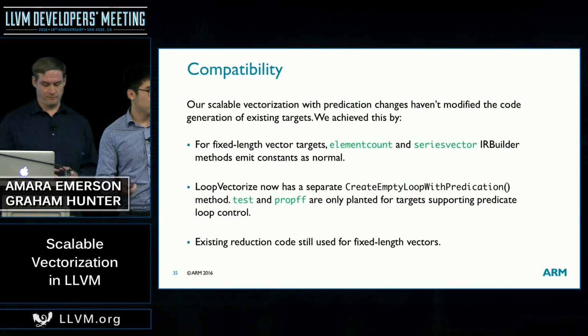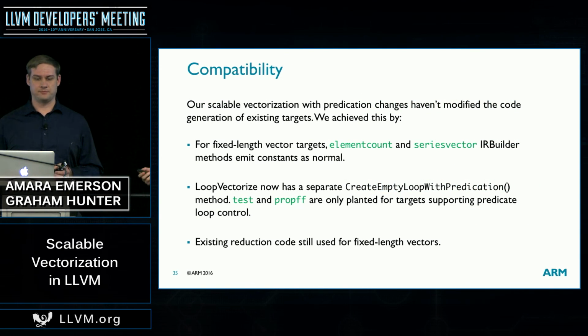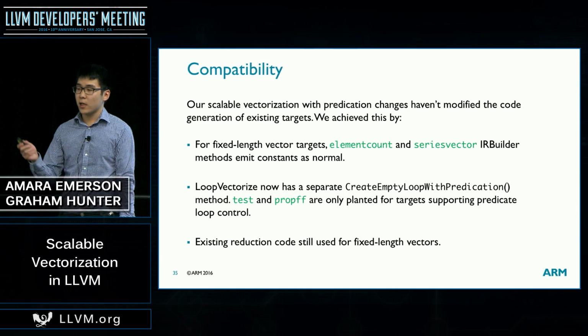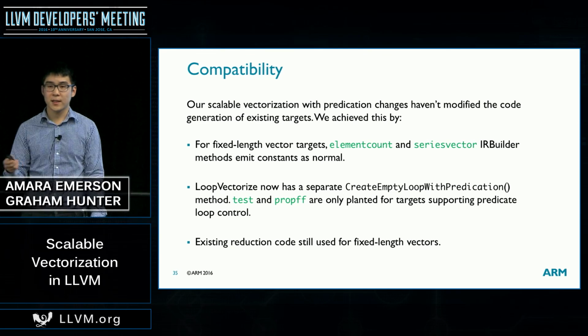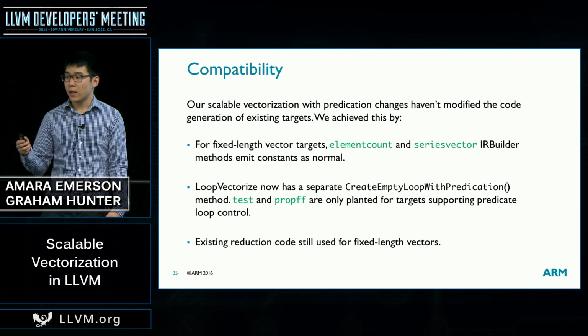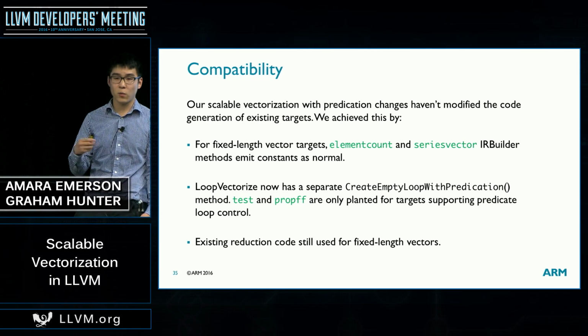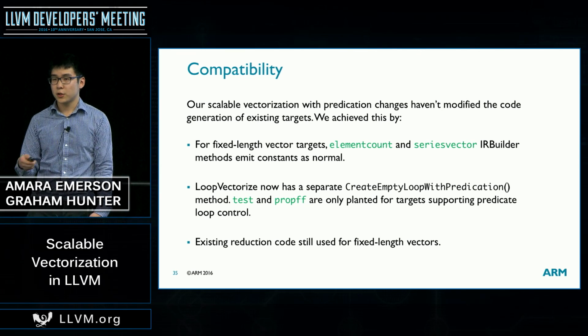So I just want to say a few words about compatibility. In the current loop vectorizer, we are now using element count and series vector for all targets. But the loop vectorizer's output isn't actually changed for all. The way we've implemented this is that in IR Builder, when you have a fixed length vector target, element count and series vector reduce down to constants. That way, we can make use of our instruction, but the resulting code should be the same.